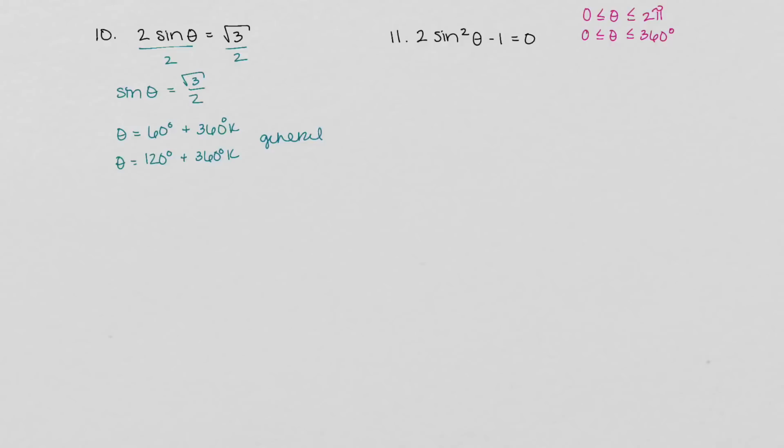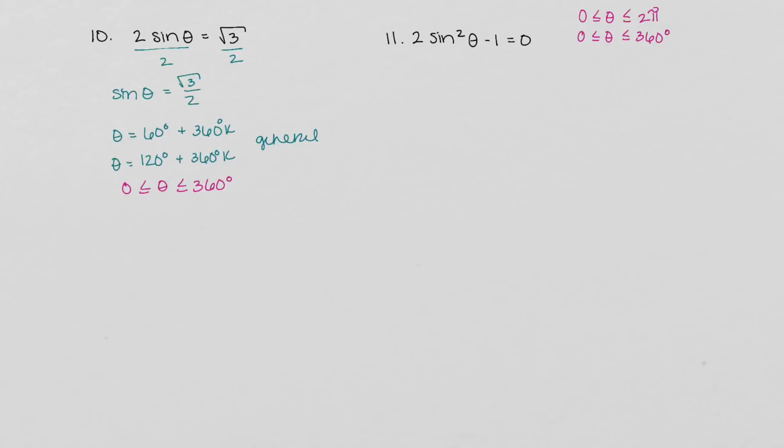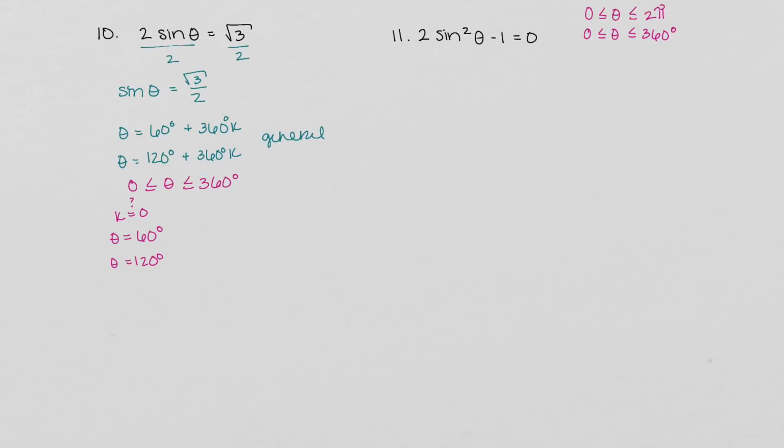0 to 360. So we're looking between 0 and 360. So what if k is 0? Then theta is 60 degrees and theta is 120 degrees if k is 0.